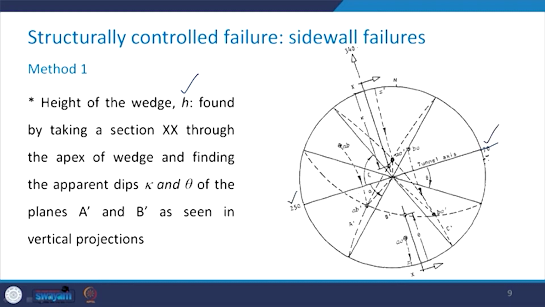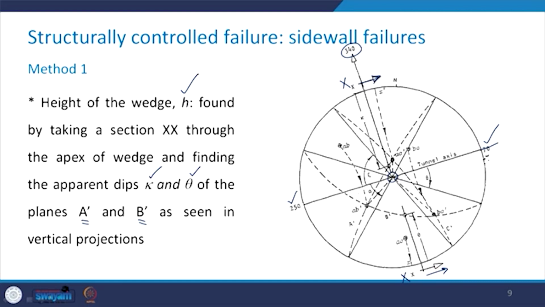Perpendicular to that is this 340 degree line, and we are looking in this direction, which is the x direction, and this is passing from the center of the net. We need to find the apparent dips kappa and theta of the planes A prime and B prime. So, look at this, how this is determined.